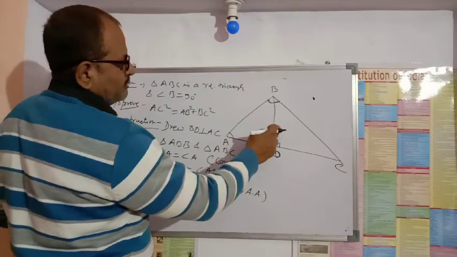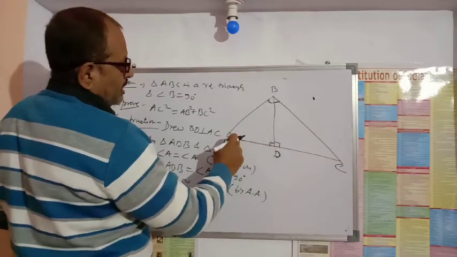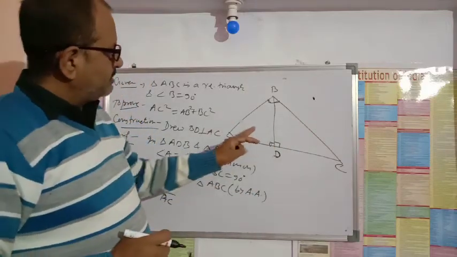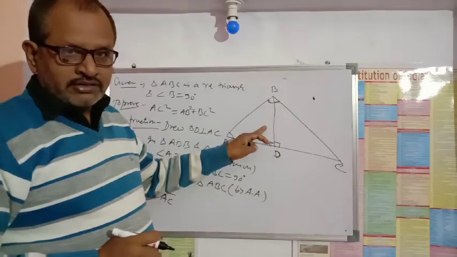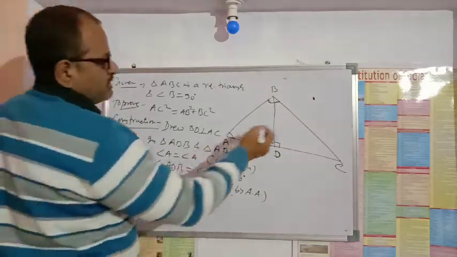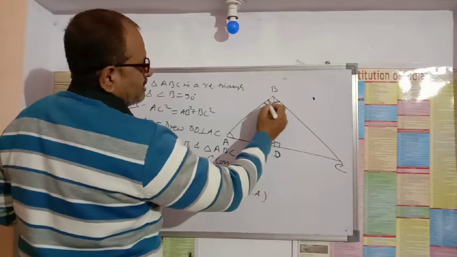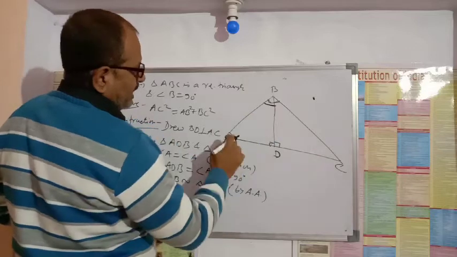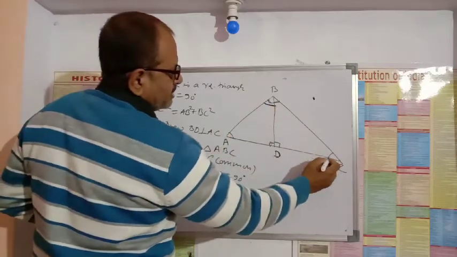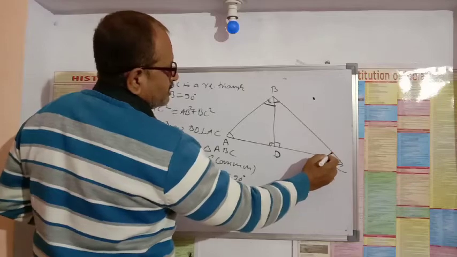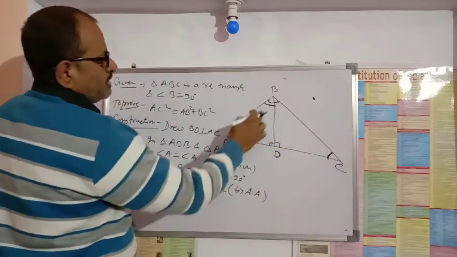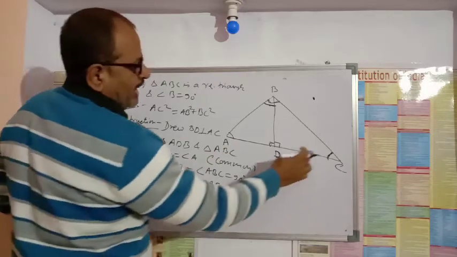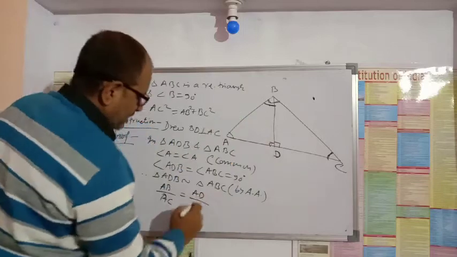Angle A's opposite side is BD in the small triangle, and in the large triangle, angle A's opposite side is BC. We will not take these two sides because there is no use in the Pythagoras theorem. So see the third angle. What is the third angle? In the small triangle, the third angle is this one. In the big triangle, A is common, B is 90, so these two angles are equal. This angle's opposite side is AD, and angle C's opposite side is AB.